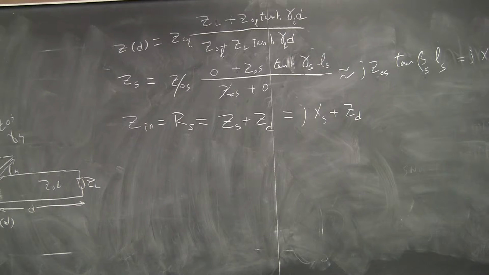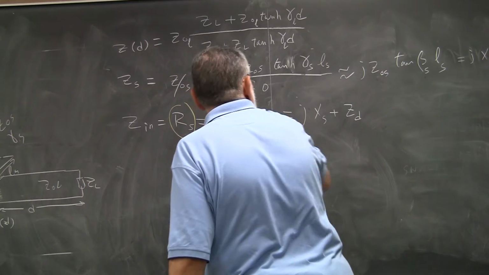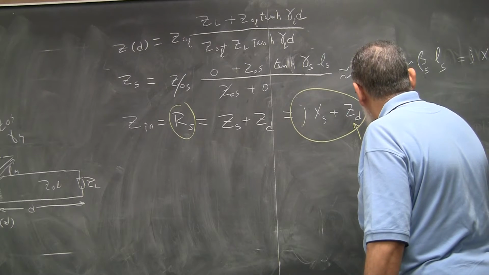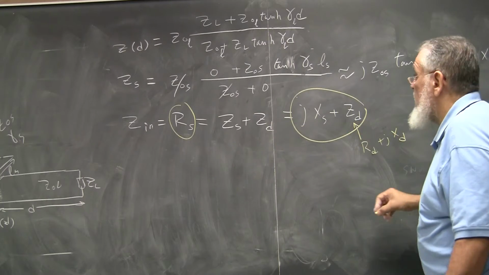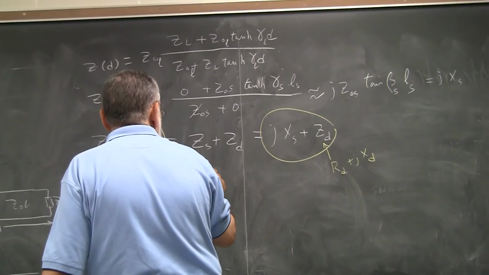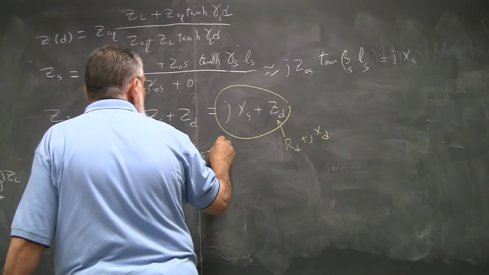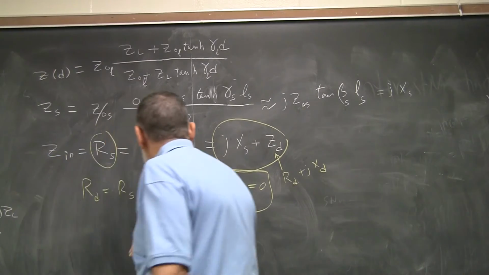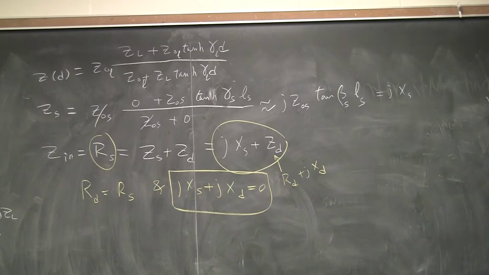What do we conclude? We conclude that a resistive is equal to that. That means if I break this into R sub d plus jX sub d, the R sub d must equal R sub s. And jXs plus jXd must equal 0. What does that mean?